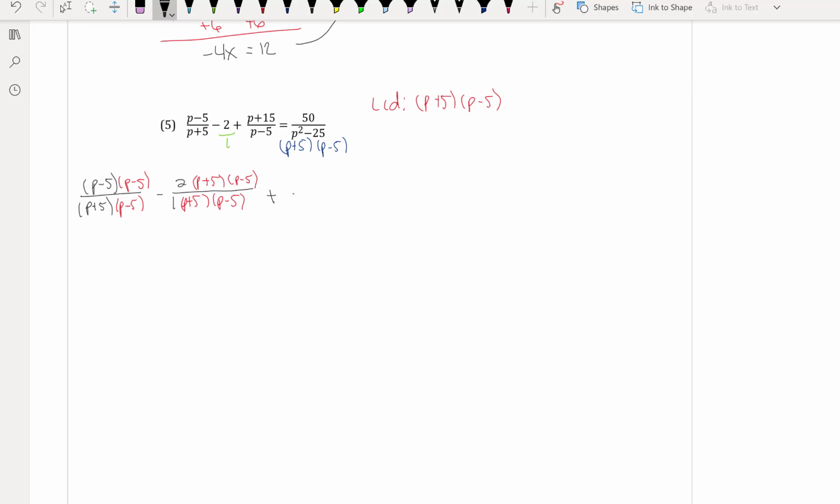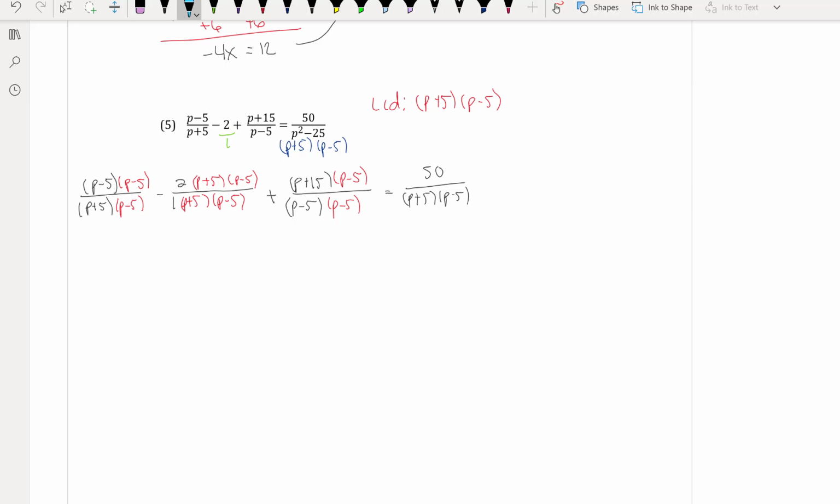And I have plus, my next fraction, I have a p plus 15 over a p minus a 5. So that denominator is missing a p minus a 5. So I need to multiply top and bottom by that p minus 5. And all of this is equal to 50, and my denominator is p plus 5, p minus 5. So everything is there. I had the p plus 5 and p minus 5 in my original denominator, therefore I don't need to add anything to it.